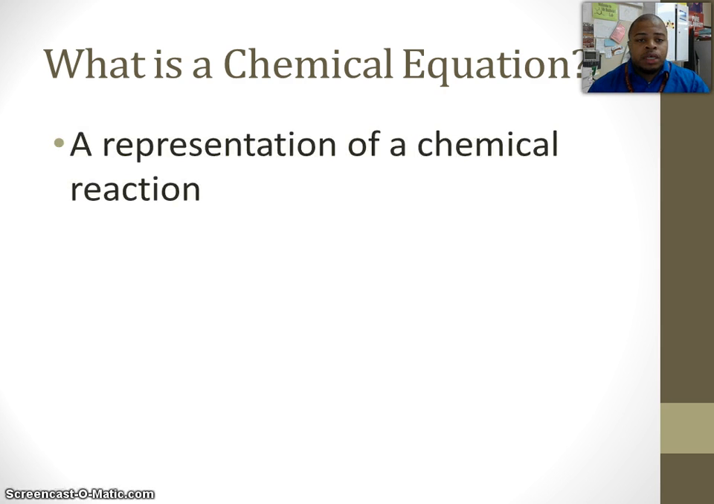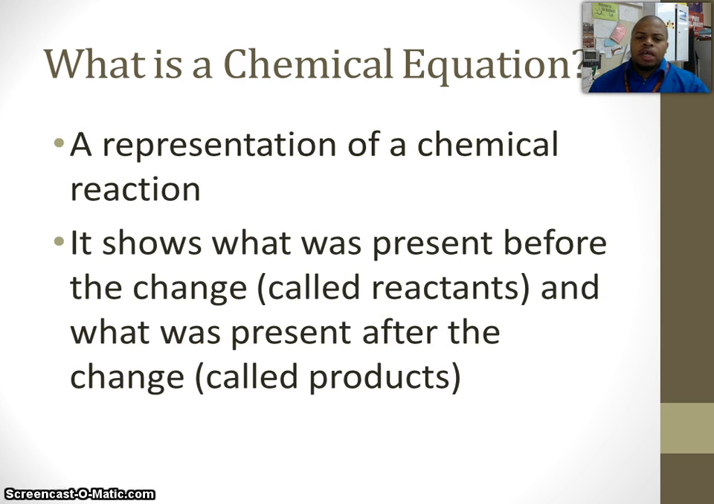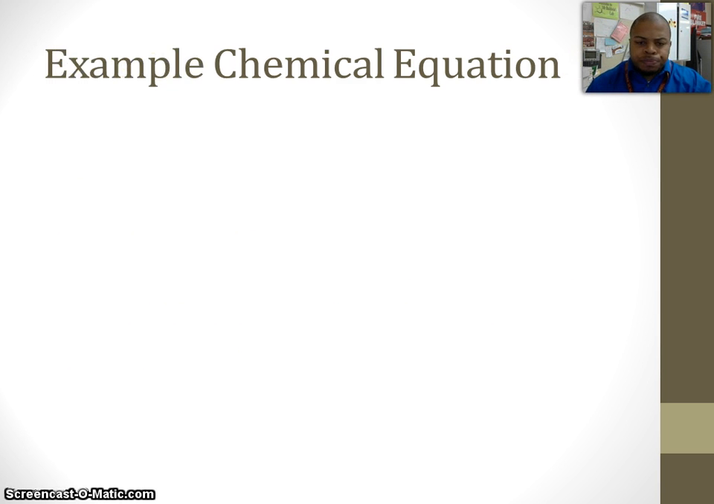First off, it's a representation of a chemical reaction. I think that part is very straightforward. It basically shows you what's going to happen for the overall reaction. What's on the left side of the equation, or the arrow, is going to be your reactants. What's on the right side are going to be your products. Reactants produce products. Always makes sense.